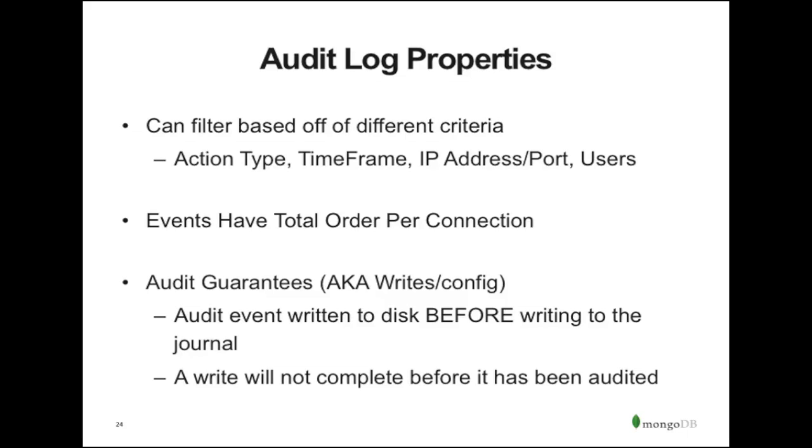So the question here is whether auditing is synchronous or asynchronous logging of events. The way it works is that we make audit guarantees for all writes or for any change in configuration of the database. The way that happens is that audit events are written to disk before they are written to the journal. This is an important piece of being compliant with audit logs. So a write will never be completed before it has been audited. You could imagine cases where a write enters the audit log, but subsequently fails for other reasons. It's a bit of a black swan event, but it's possible. It's not possible that a write completes but is not audited.